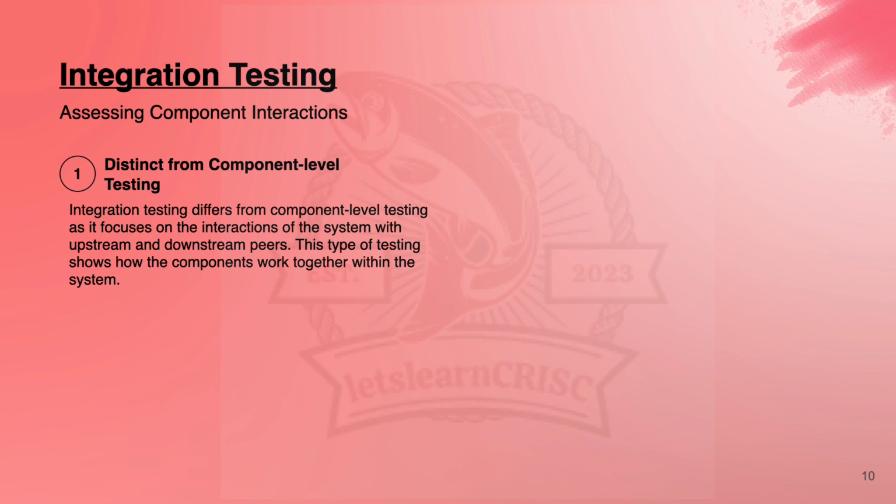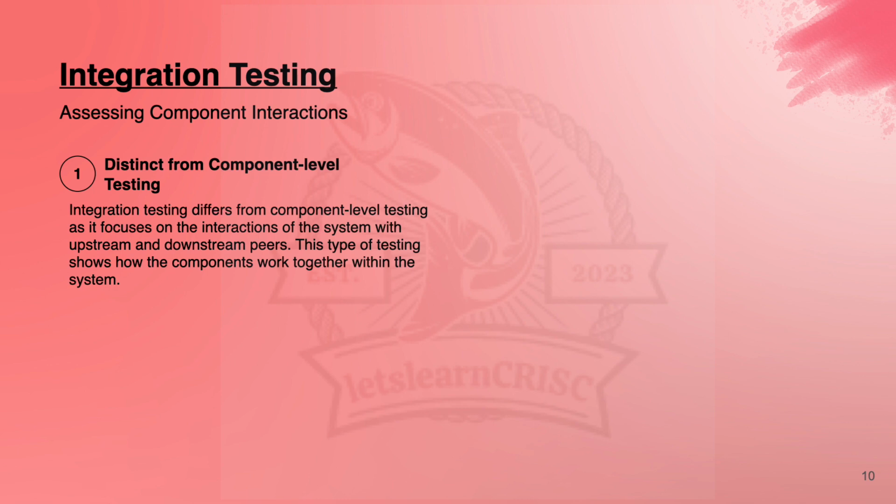Friends, component level testing, also known as unit testing, involves testing individual components or modules in isolation to ensure that they function correctly. Friends, integration testing differs from component level testing by focusing on the interaction of the system with upstream and downstream peers.